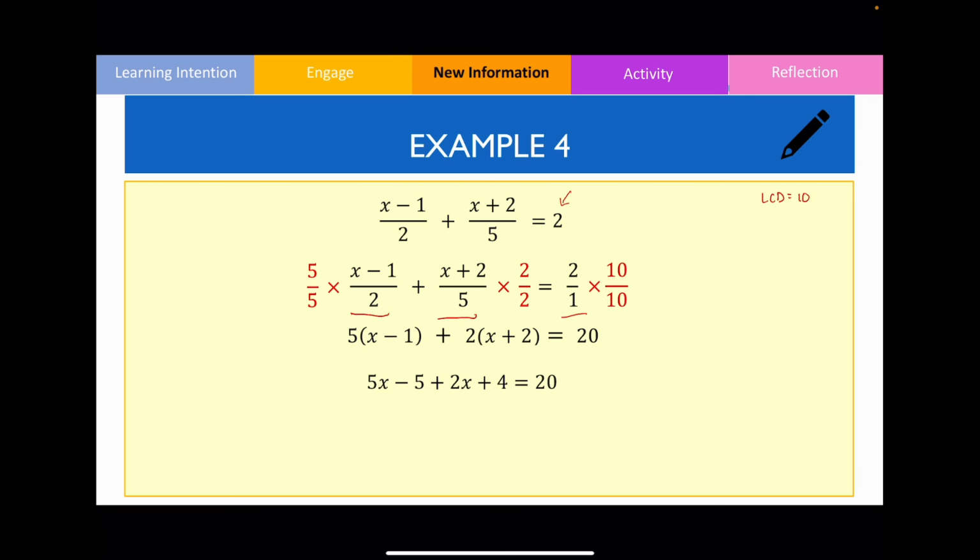And we can now simplify things. So 5x plus 2x is going to be equal to 7x. And negative 5 plus 4 is equal to negative 1. So it becomes 7x minus 1 equals 20. To get rid of the negative 1, I'm going to add positive 1 to both sides. So 7x is going to equal 21. And to get rid of the coefficient 7, because 7 is being multiplied by x, I'll just divide both sides by 7. Hence, x is going to be equal to 3.